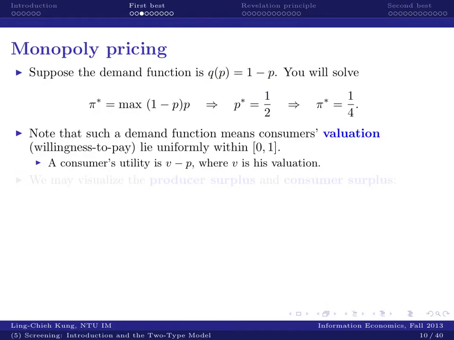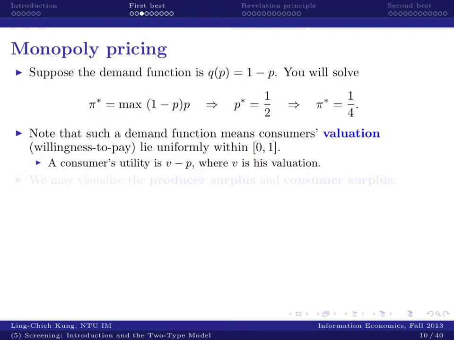Okay, this is the case when you have a demand function, and actually, we know the demand function is coming from the assumption that consumers' valuation or willingness to pay lie uniformly within 0 and 1. Okay, only one consumer, normalized to 1, and the willingness to pay is between 0 and 1 uniformly.